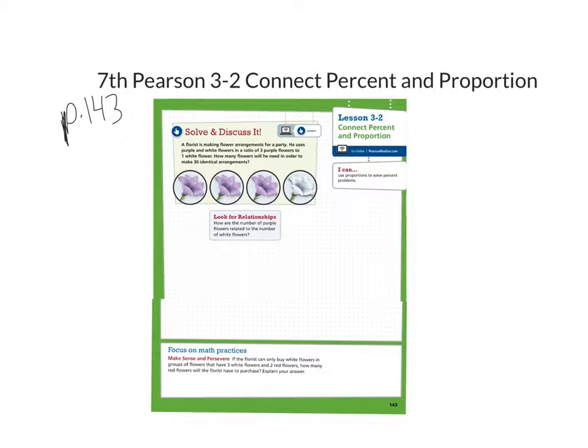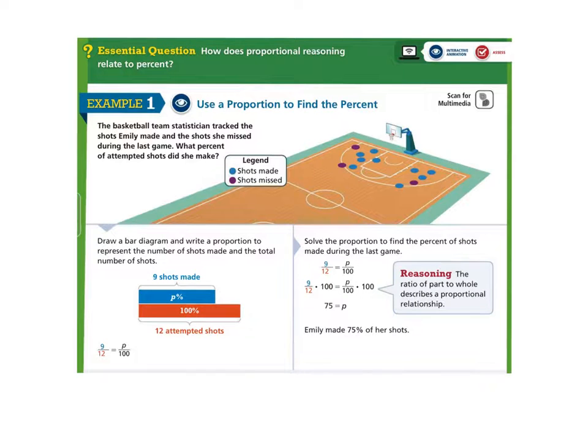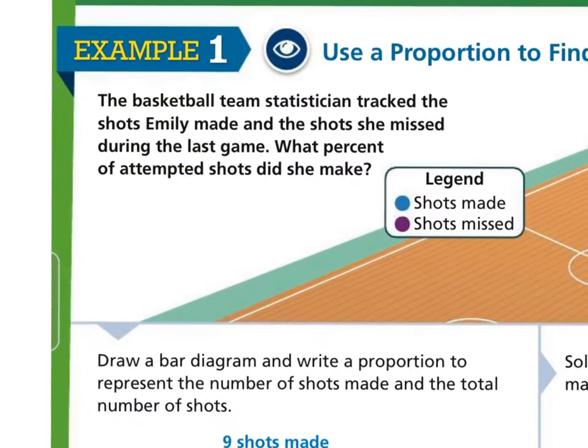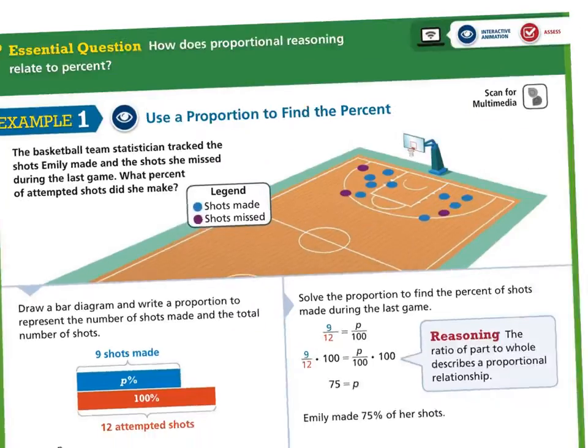Lesson 3.2 is on connecting percent and proportion. Starts on page 143. So example 1, basketball team statistician tracked the shots Emily made and the shots she missed during the last game. What percent of attempted shots did she make?